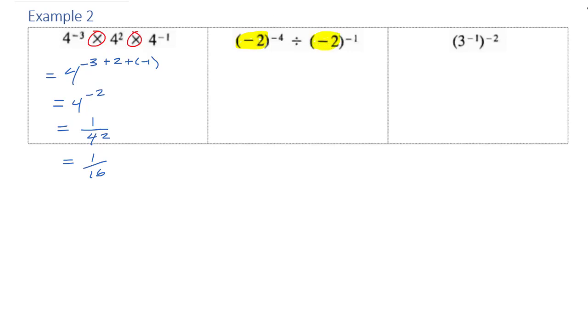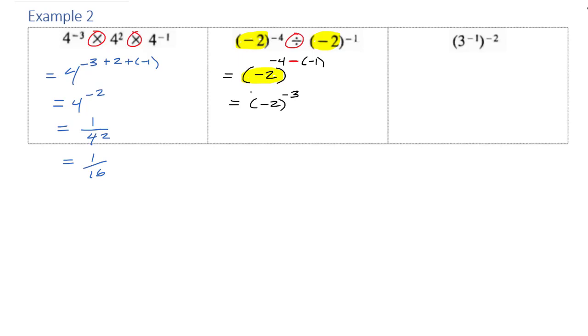Now this one, same base, right? The base is negative 2 in the brackets. So why don't we leave that negative 2, same base alone, and we're dividing. So what can we do when we're dividing? Subtract the exponents. So I have negative 4 minus negative 1. So now I have negative 2 to the negative 4 minus negative 1, which is negative 4 plus 1, negative 3.